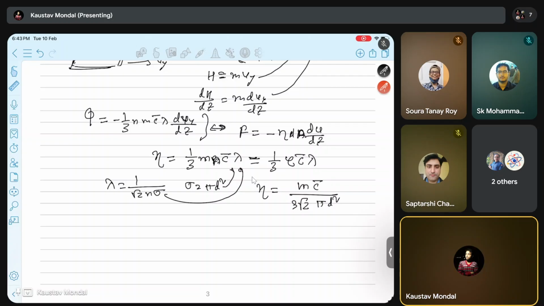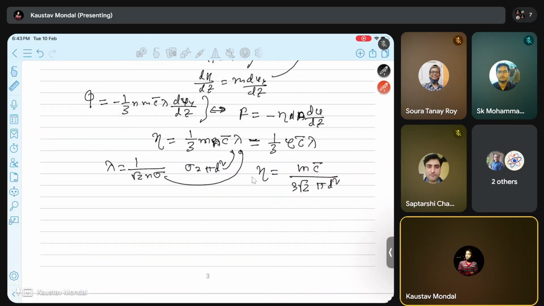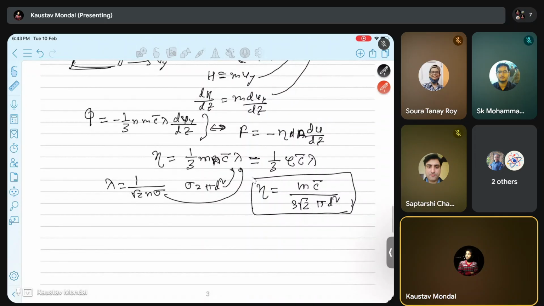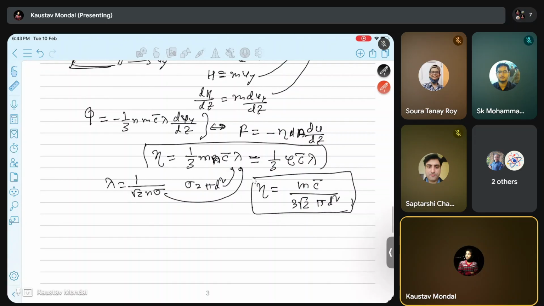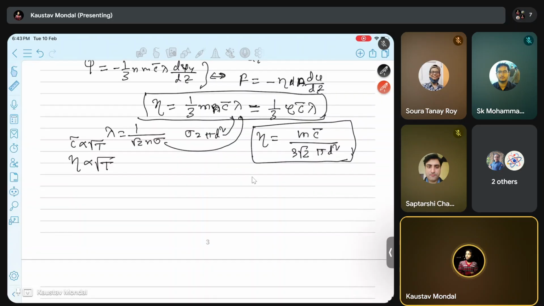So this is a very important expression to remember, and this is also important depending upon the problem. Here you can see that c bar is proportional to the square root of the temperature. That means eta is also proportional to the square root of the temperature.